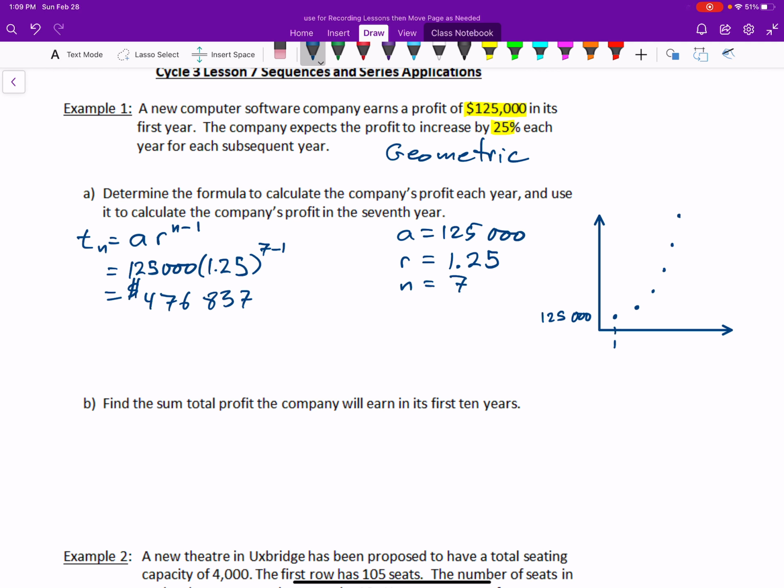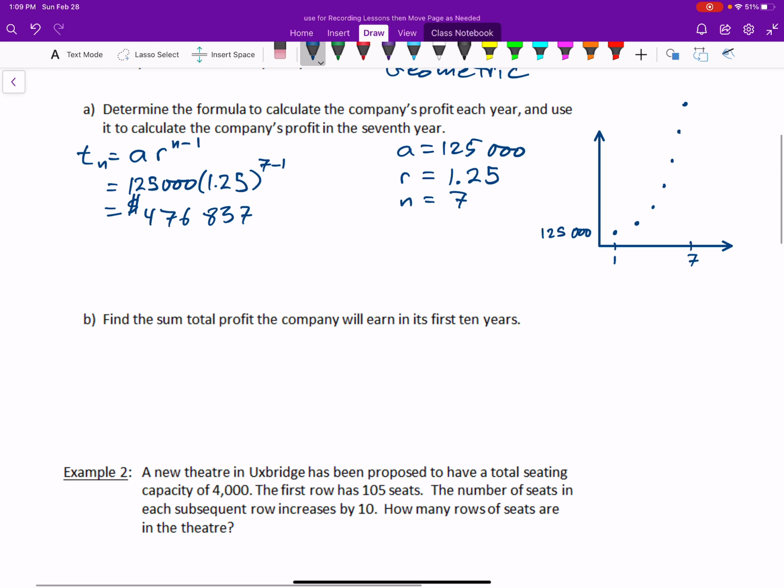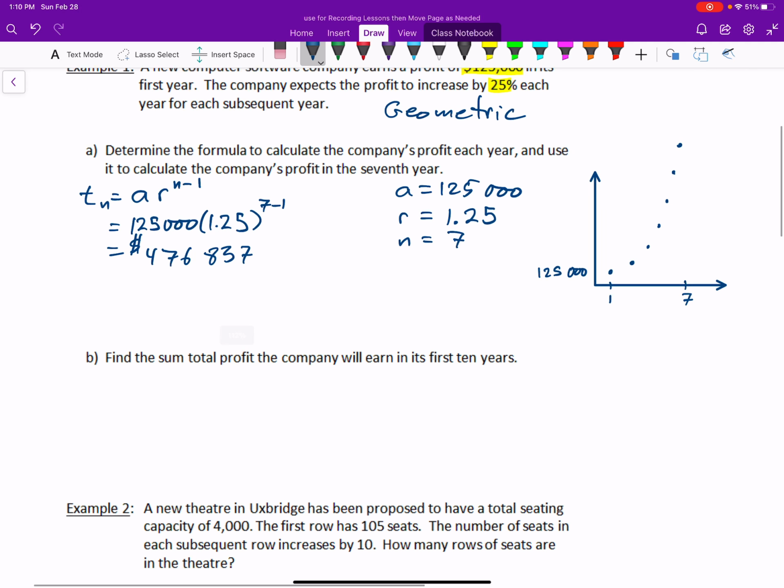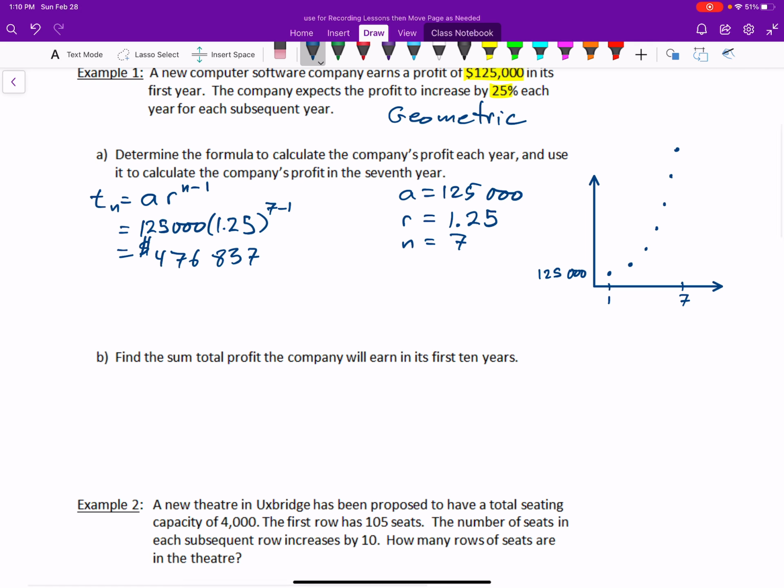The 7th year would be, I haven't quite got it on here, but it'd be something up here. So it's growing, and this is not to scale at all, but it's growing more than it would have if it was arithmetic, where we were just adding the same amount each time. If I want to find the sum total profit the company will earn in its first 10 years, well, I can predict that's going to be pretty good, especially when we consider the 8th, 9th, and 10th year are going to be even better than the 7th, but we got a formula for that too, right? We're still dealing with a geometric series in this case.